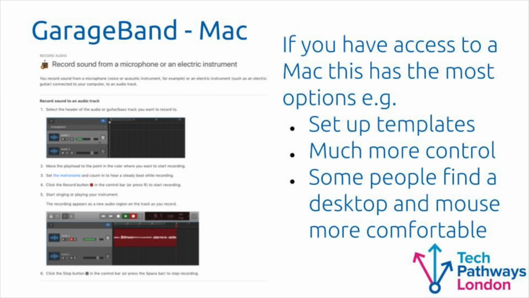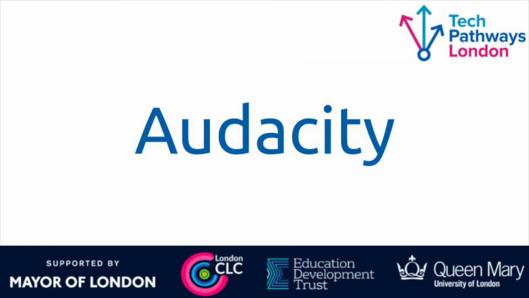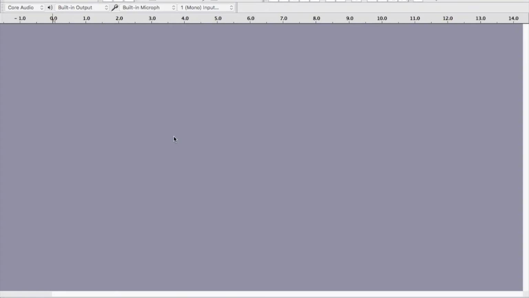While GarageBand works brilliantly on mobile devices like iPhones and iPads, there are some additional features if you have access to a Mac. Next, we'll take a look at Audacity. Again, I'll hand over to Peter. I've got a new Audacity file window open so that I can make a new recording.